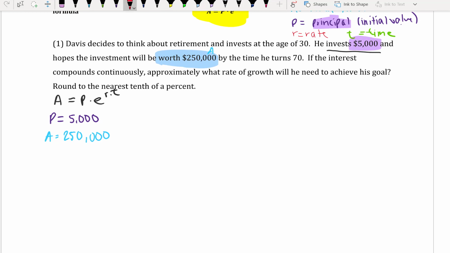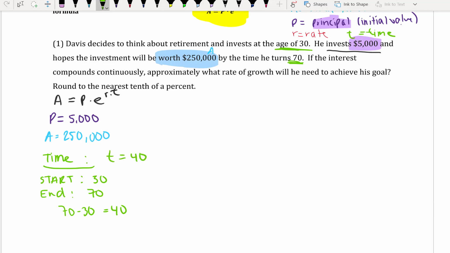And the next thing we need to figure out is time, okay? So if I'm thinking about time, well, they give us two ages. You're going to start the investment at 30. So when you're 30 years old, this is when you're going to start investing. He hopes that when the age of 70 comes, that you would have this much in the account. So what we're going to do is subtraction. So 70 minus 30 is going to give us 40. So here my time is going to equal 40.